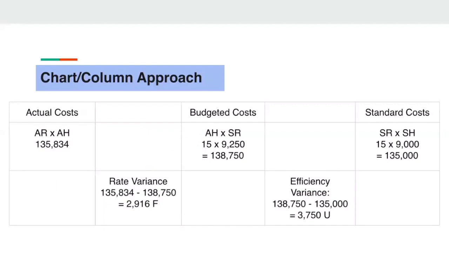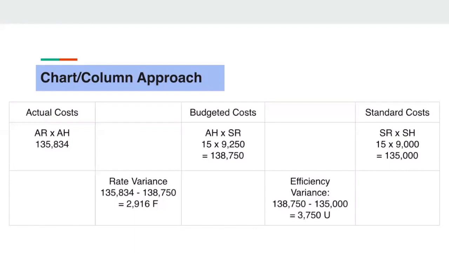Jumping into the approaches, we'll be looking at the chart/column approach. Remember, when we can't find the actual rate amount, the reason is because the question gave us the total actual labor cost, so we just add that amount into the top left corner. Standard cost is found by multiplying standard rate by standard hours. Budgeted cost is found by multiplying actual hours by standard rate.